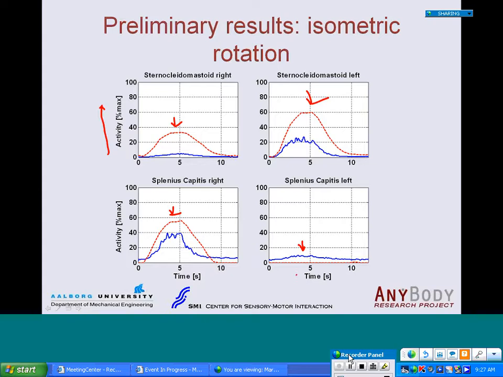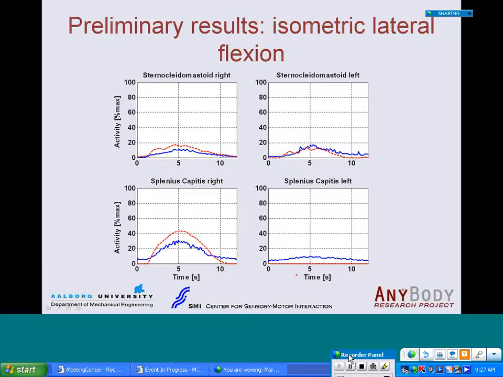Then another example is the isometric lateral flexion. In this case to the right, and also the rotation was actually a rotation to the right. I forgot to say that. So here again, the trends look quite good. We have here the red line again, the activation predicted by AnyBody. The blue lines are the measured EMG activations. And here again, you can see the estimated activity and the measured activity are looking quite right.